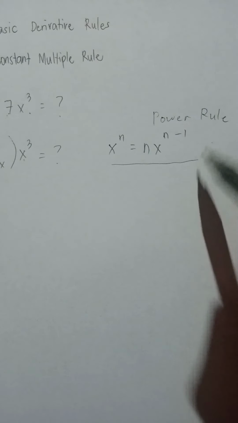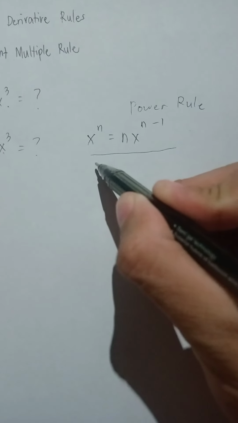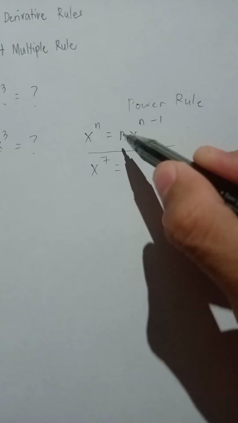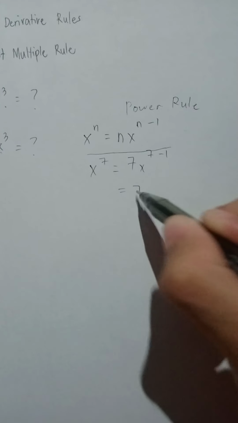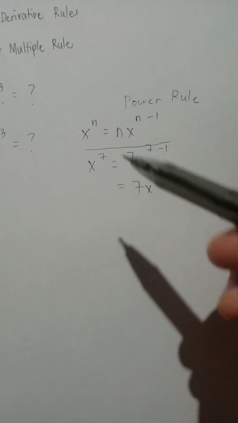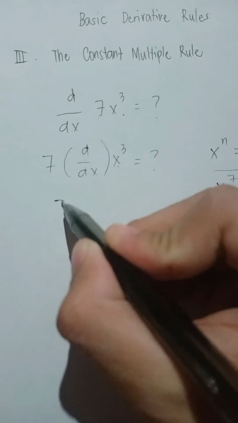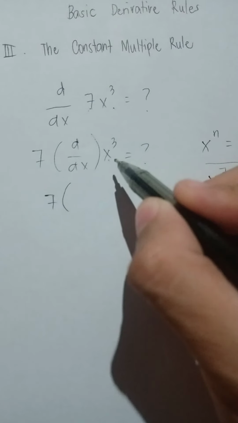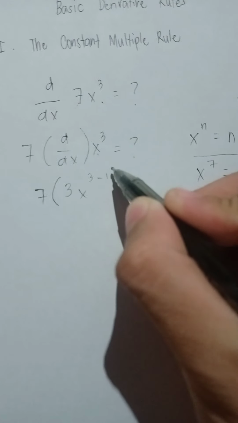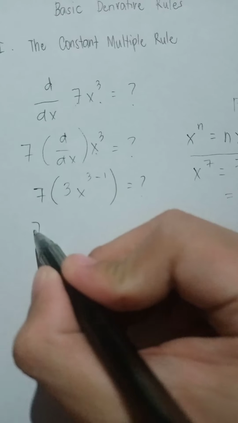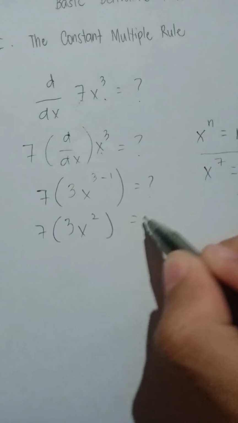which is this, right? In the second rule, for example, x to the power of 7, the n is equal to 7, x to the 7 minus 1 is equal to 7x raised to the power of 6, right? That is the second rule or the power rule. In this example, we have x cubed. Therefore, 7 times the derivative of x cubed is equal to 3, which is the n, x to the 3 minus 1 is equal to blank. 7 times 3x to the 3 minus 1 is equal to 2 is equal to blank.